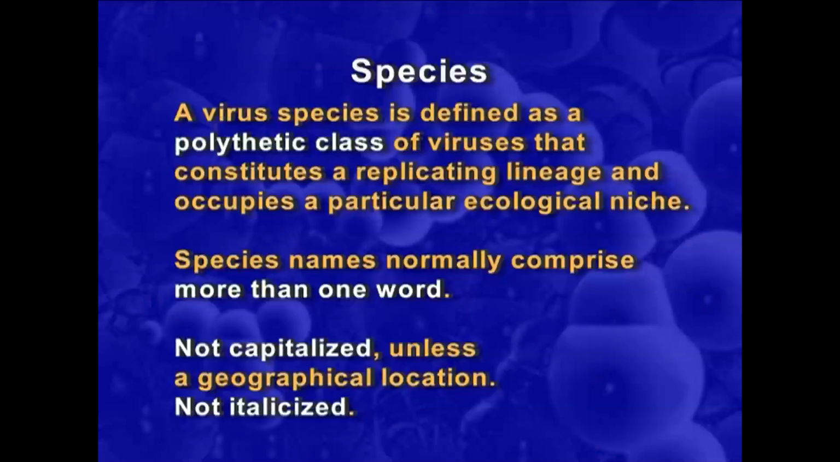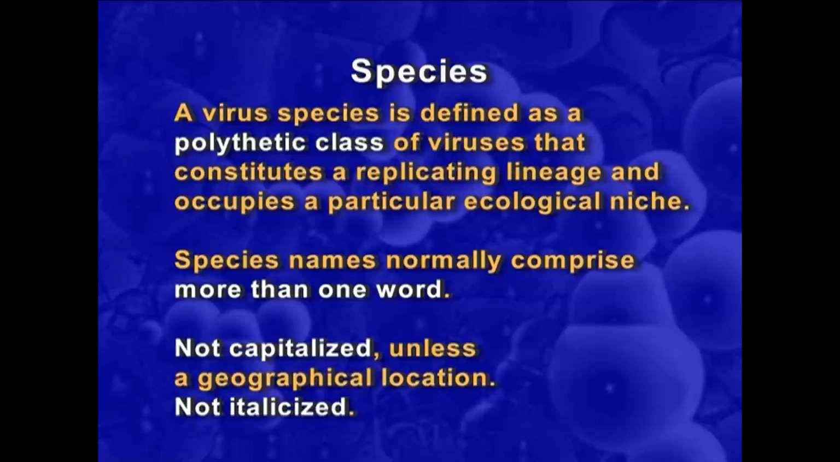Next we will be discussing the species. A virus species is defined as a polythetic class of viruses that constitute a replicating lineage and that belong to a particular ecological niche. Usually, species names comprise more than one word. They are usually written in small letters. They are not italicized.